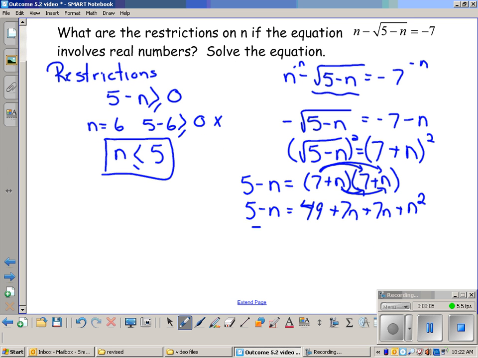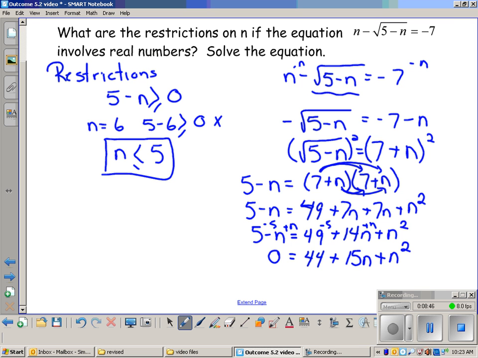Gathering like terms, I have 5 take away n equals 49 plus 14n plus n squared. The next step is that I want to be able to solve this equation, and so I want to make it equal to 0. So I'm going to subtract 5 from both sides, and I'm going to add n. On the left, we're left with 0. On the right, 49 take away 5 is 44. 14n plus n is 15n plus n squared.